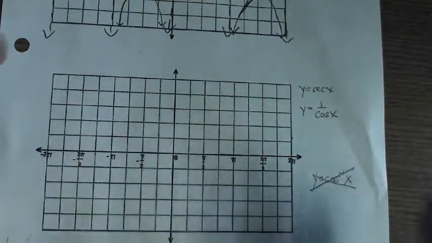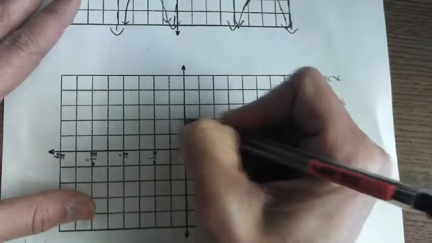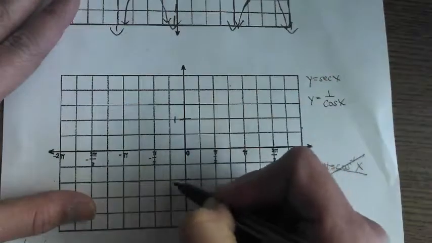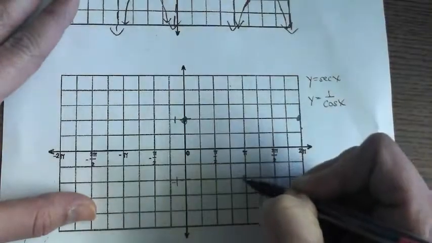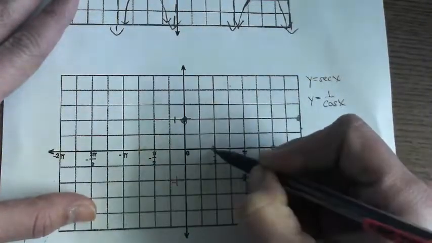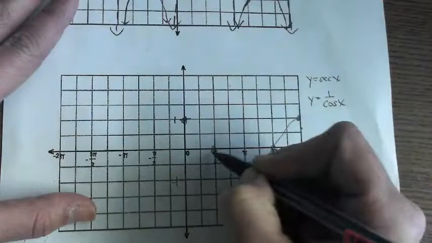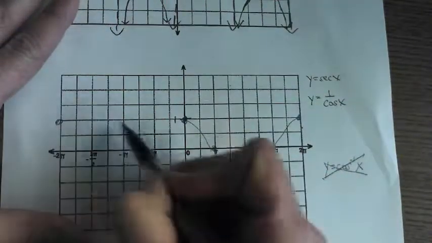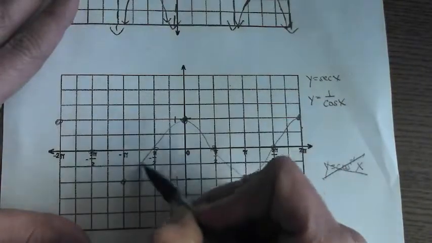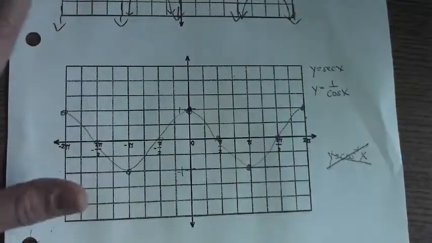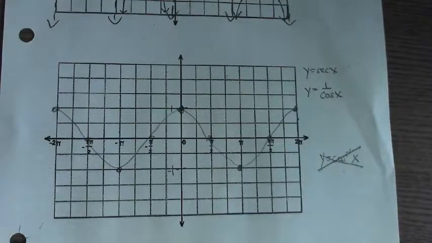So at any rate, this is going to work the same way. Our cosine curve is going to be our guide. So I'll tap out at 1, negative 1. I'll draw my parent graph for cosine really lightly. I'll probably go back and erase that. But again, asymptotes go where the zeros are.